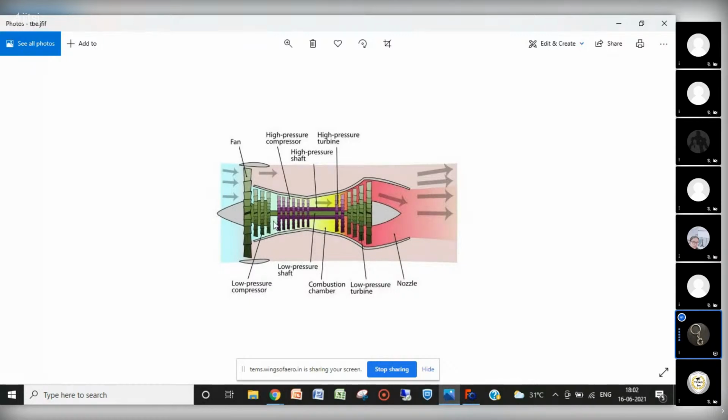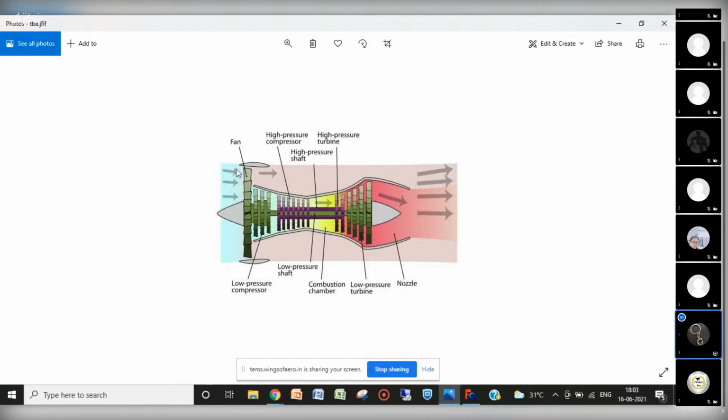But the compressor and the turbine are each divided into two parts. First is the low pressure compressor and then the high pressure compressor, and after that the combustion chamber, the high pressure turbine, then the low pressure turbine. If you are from an aerospace background, you must know the working of the engine and how these parts work. If you are not from the background, I am telling it.